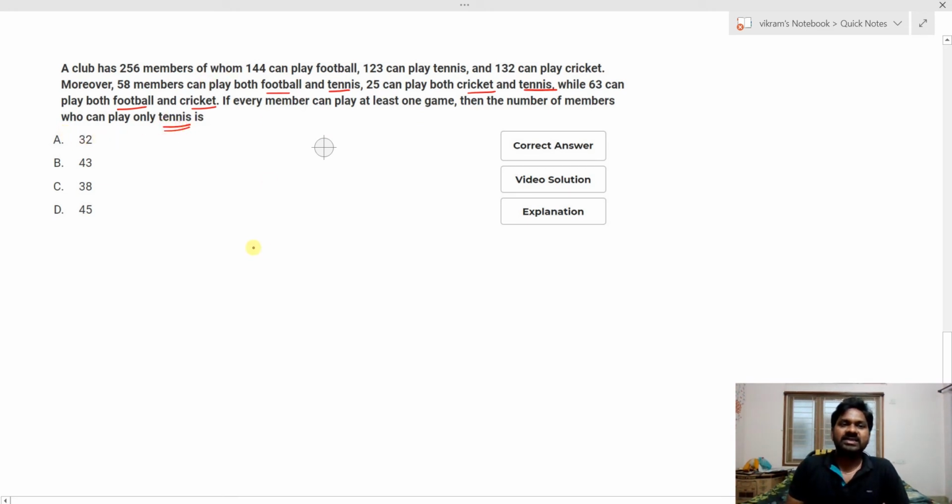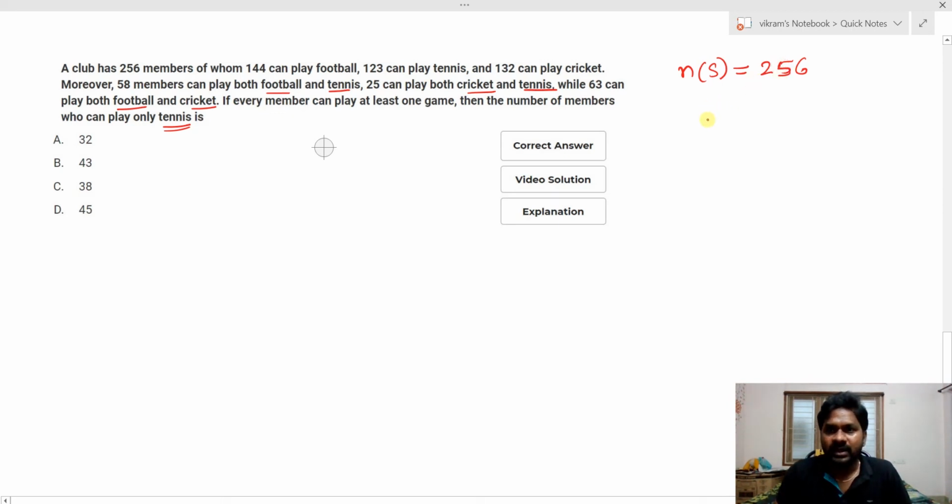Here he has given that every member plays at least one game, so the total number of members who can play either tennis, football or cricket is 256. That means he has given the total number of players is 256. n of S is equal to 256. That means all together they can play, totally, 256 members.